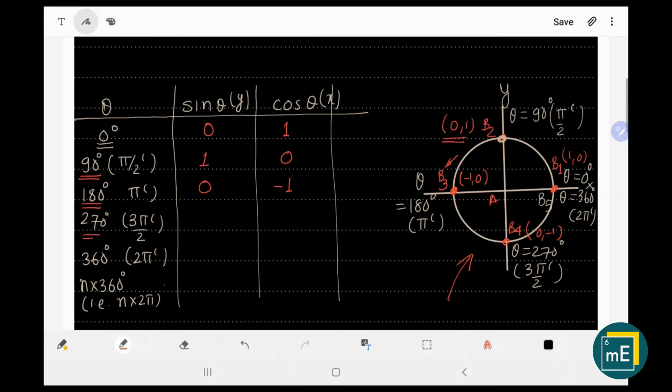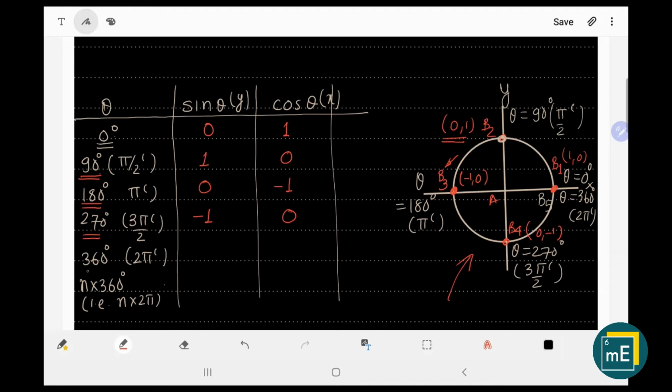For angle theta equal to 270 degrees, point B is in position B4, which is lying on the negative y-axis, and its coordinates can be given by (0, -1). That means the x coordinate is 0, which is equal to cos theta, and the y coordinate is equal to -1, which is equal to sine theta.